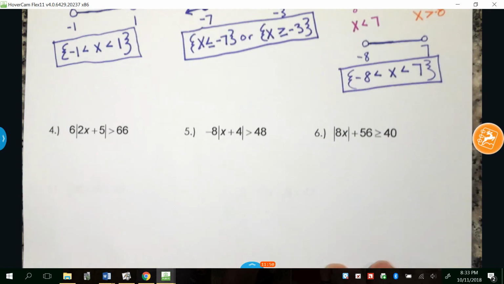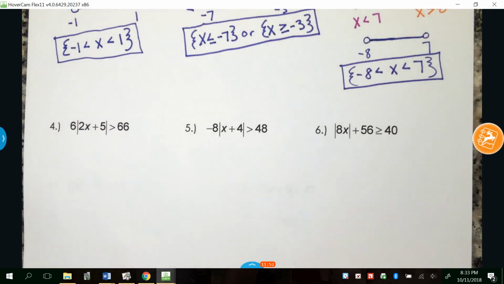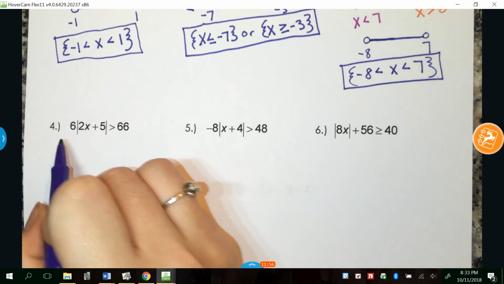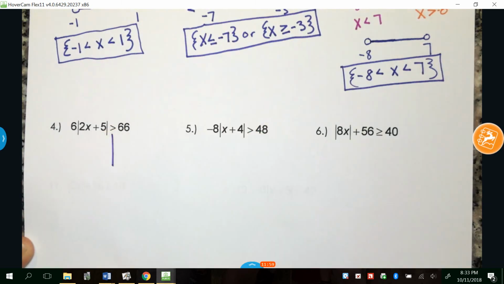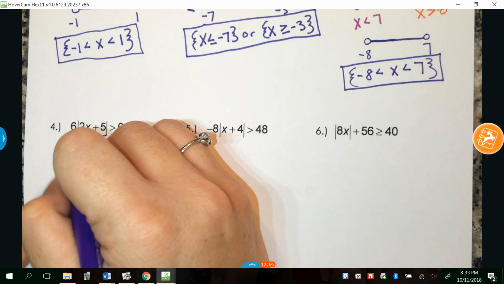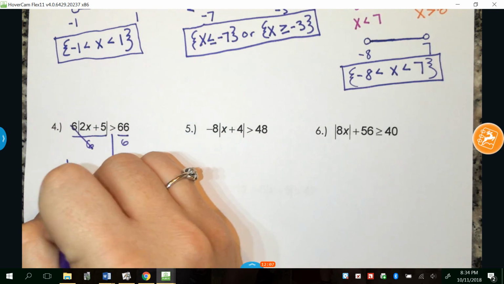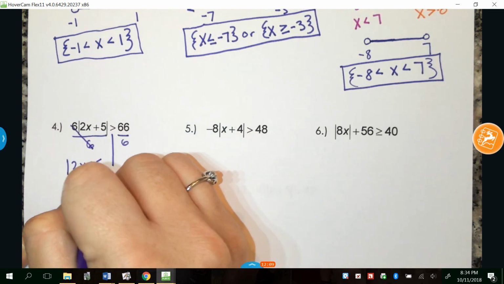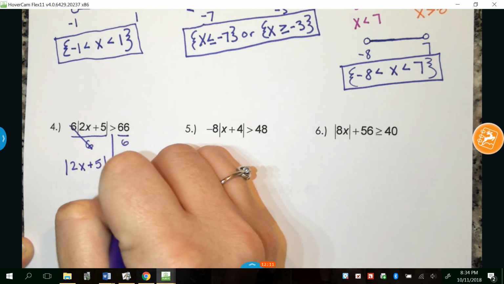So number 4, we're just going to literally get it started. I said that about number 3, but I just kept going. Okay, so first remember we have to get our absolute value bars by themselves. How do we get rid of a multiply by 6? So we're going to divide by 6. Do not distribute. That cancels. We're left with absolute value bar 2x plus 5 is greater than 11.